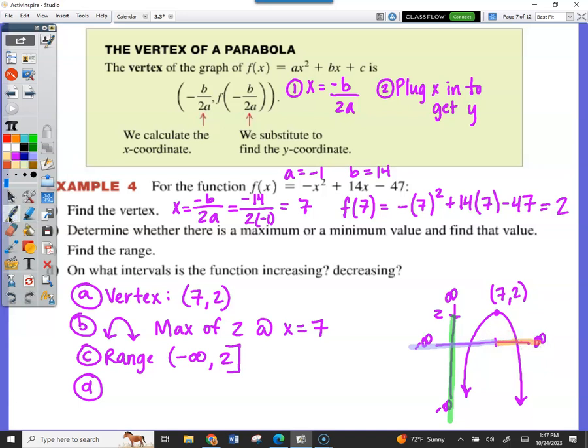Now I'm going to write that using interval notation. So it was increasing from negative infinity up to 7. Remember, it's always parentheses on intervals of increasing and decreasing. You can't be doing both in the same spot. And then it is decreasing from 7 to infinity.